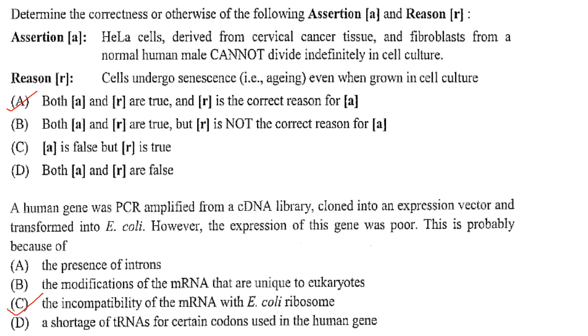A human gene was PCR amplified from a cDNA library, cloned into an expression vector and transformed into E. coli. However, the expression of this gene was poor. This is because eukaryotic mRNAs have different structural features and codon usage compared to bacterial mRNAs, which can lead to poor translation efficiency in E. coli. So the answer here is the incompatibility of the mRNA with E. coli ribosomes. Answer is option C.